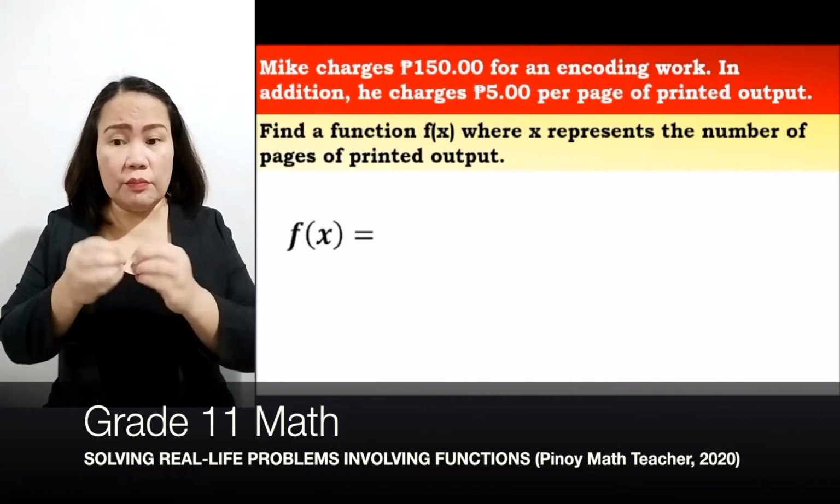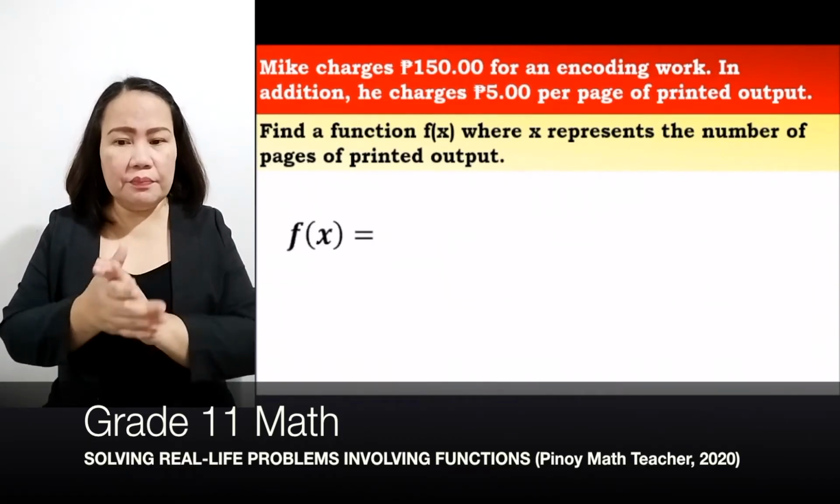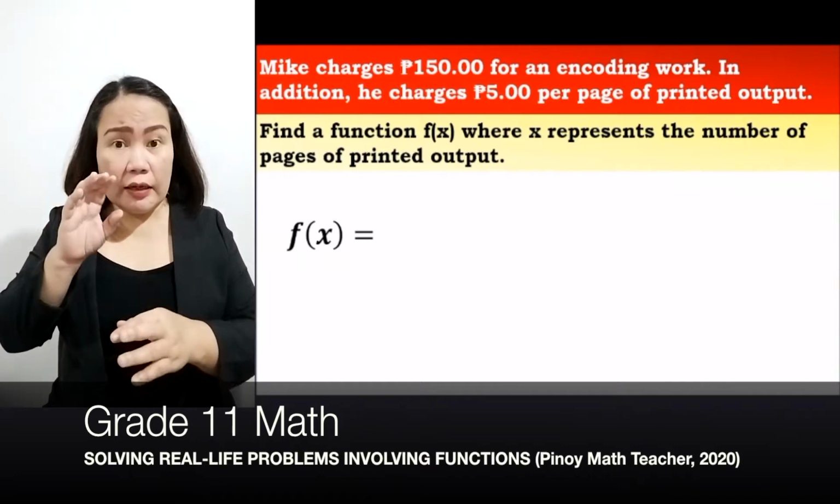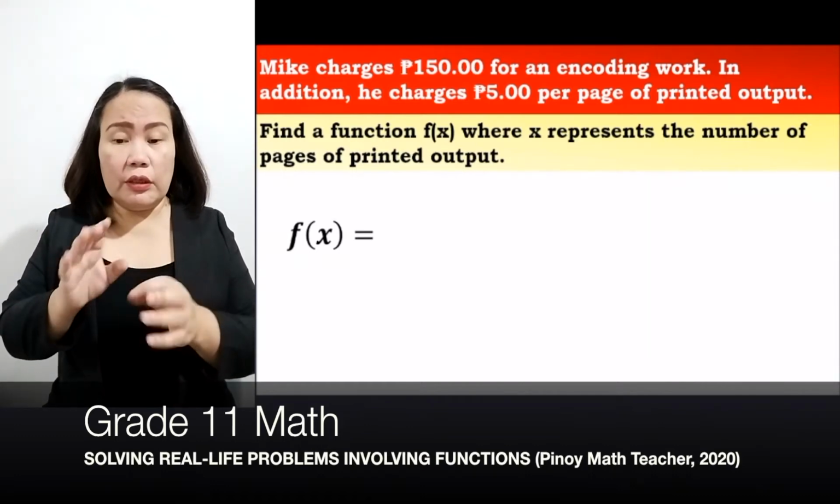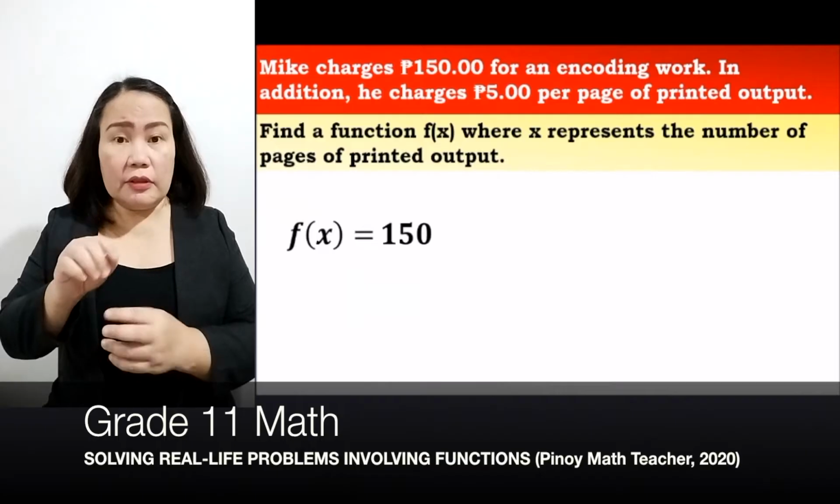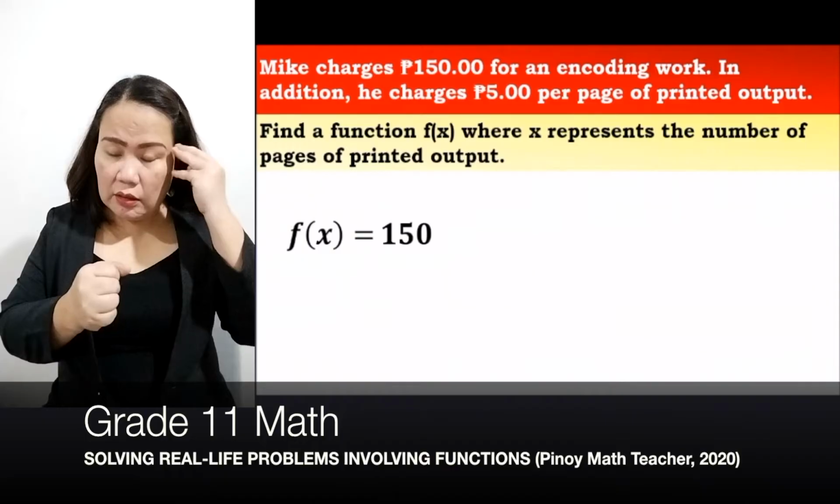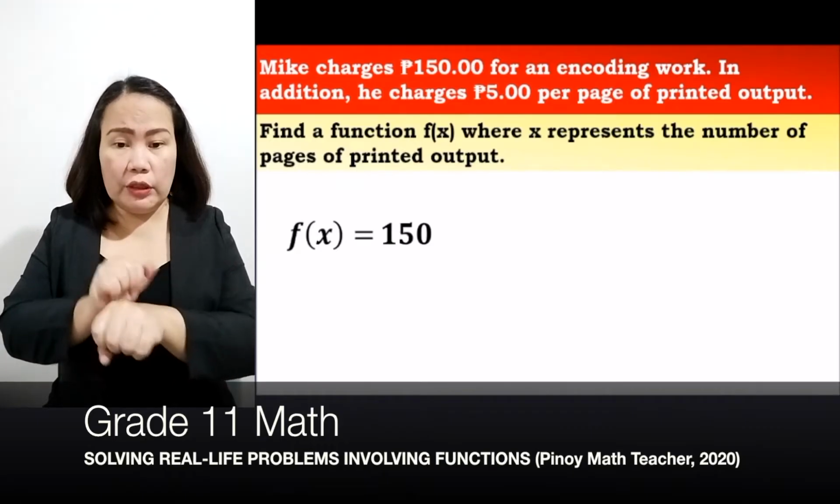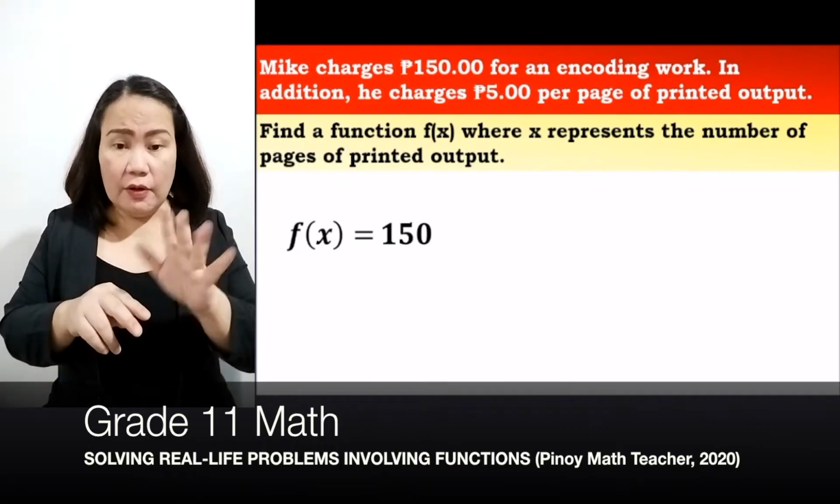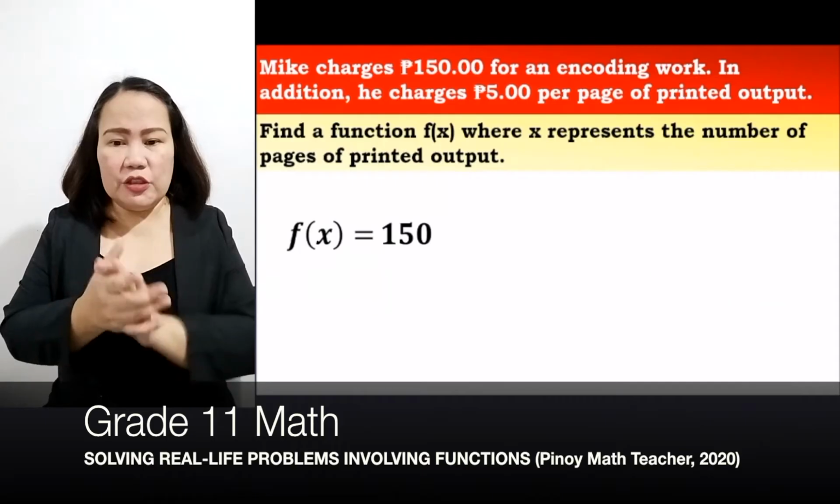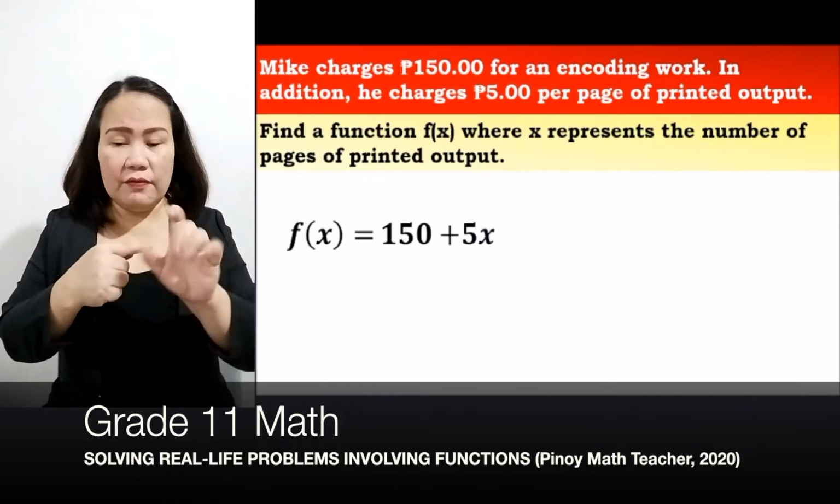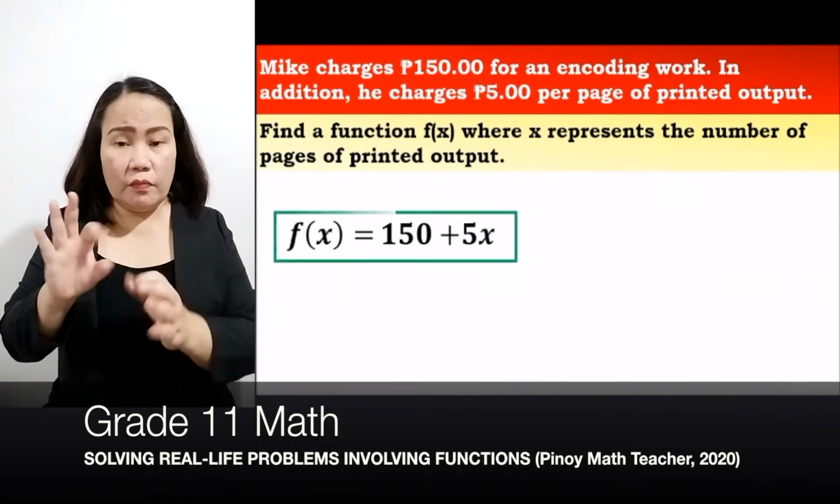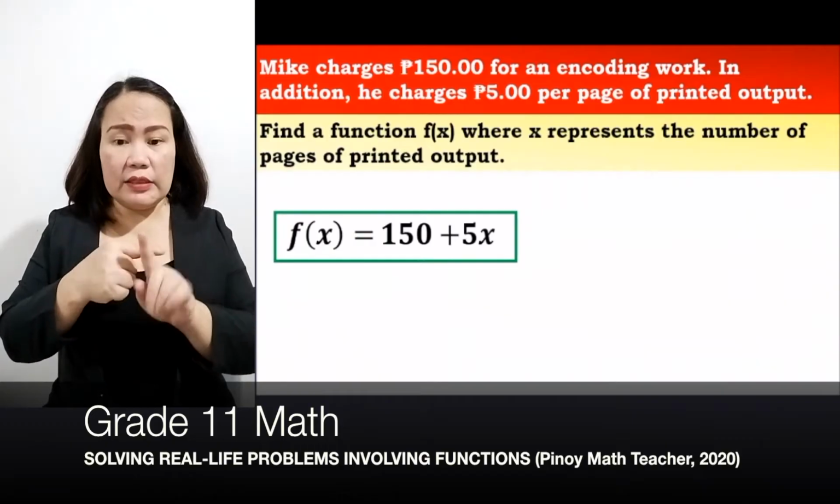Ang kailangan natin ay function f of x na magre-represent sa total na amount na kikitain ni Mike kung siya ay mayroong fixed na sinisingil na 150 pesos at 5 pesos sa bawat page na kanyang ipiniprint. So, bawat page ay nire-represent ng variable na x. So, that is 5x. So, ang function natin, f of x equals 150 plus 5x.